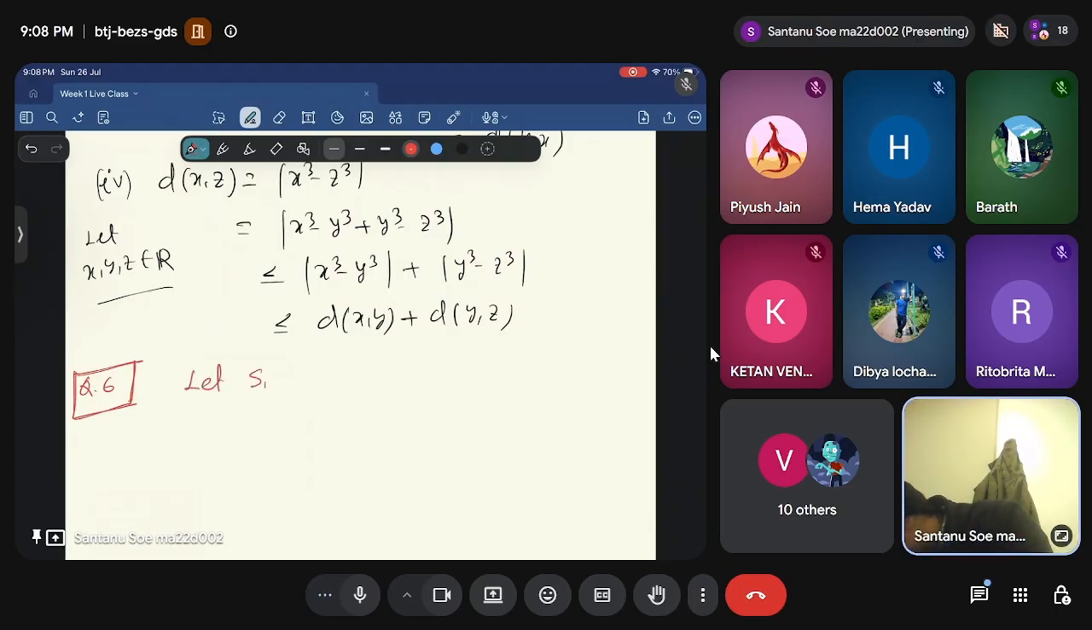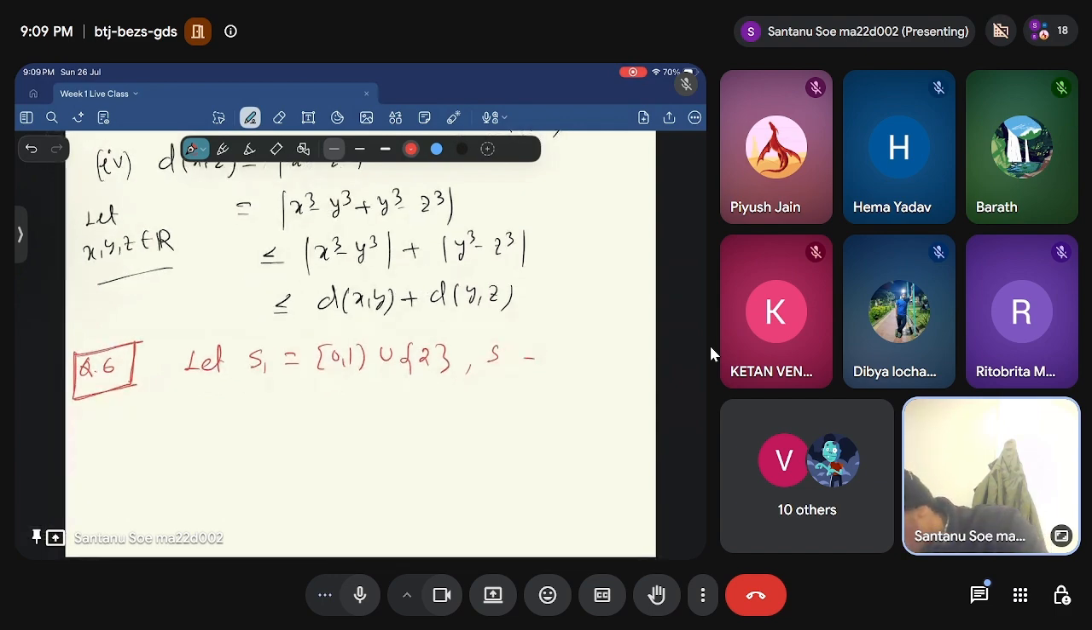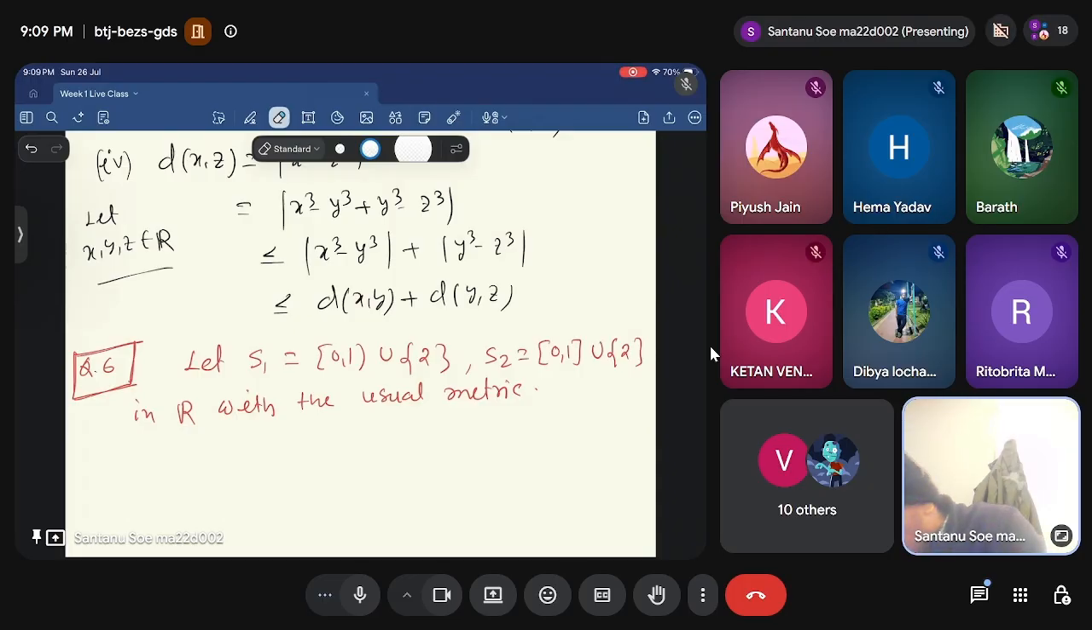So let S1 equals closed 0, open 1 union 2, and S2 equals closed interval 0 1 union 2, in R with the usual metric. Then S1 and S2 are closed.